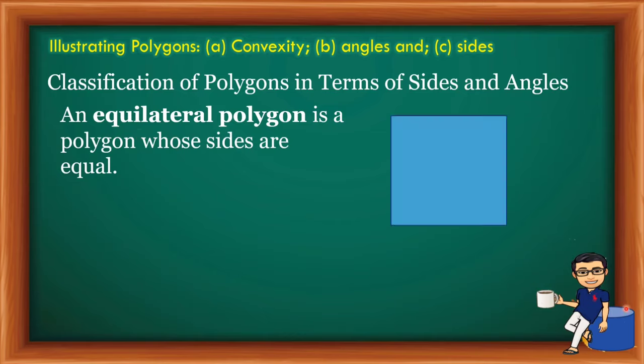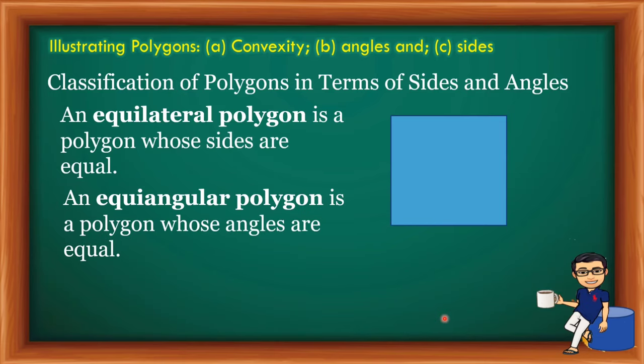So, let's have this one. Square ito. So, we are particular with this figure. Square ito. Hence, the sides are equal. So, ibig sabihin, itong side na to, itong side na to, itong side na to, at itong side na to, pare-parehas ng sukat. So, if that's the case, ang mga side ng figure ay equal. So, we call that as equilateral polygon.